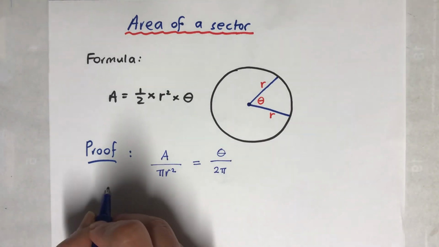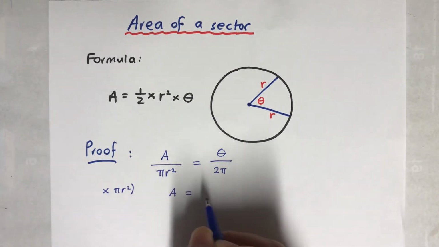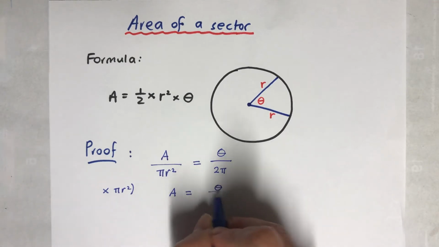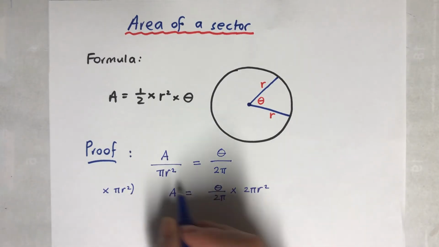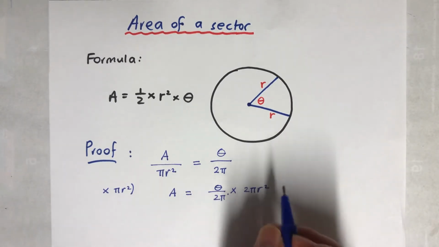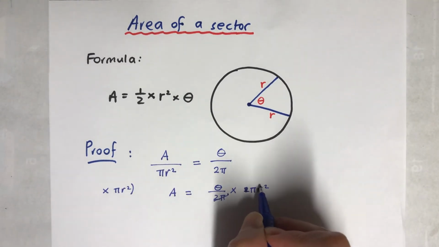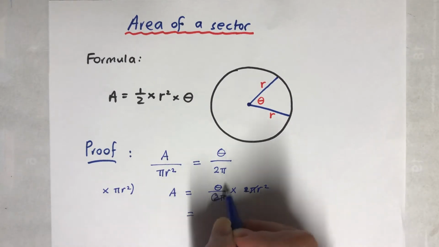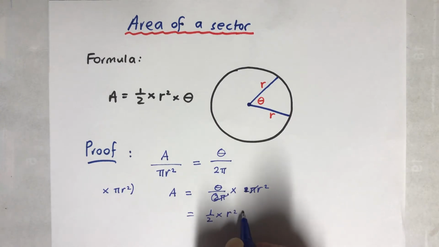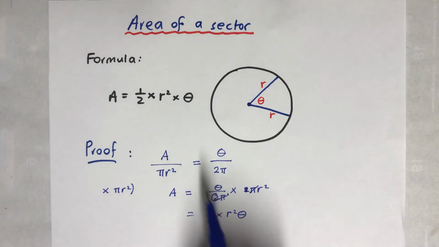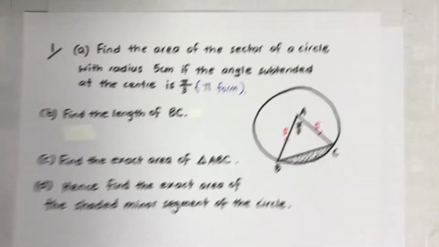Okay, and then I'm timesing by pi r squared on both sides because I want A to be my subject here. So theta over 2 pi times pi r squared, because if I times it, I'll get A by itself. I made a mistake, it was pi r squared. And cancel, I'm left with the 2 here, theta and r squared. So I'm going to go half times r squared times theta, just like that. Excellent. So now we can start the question.